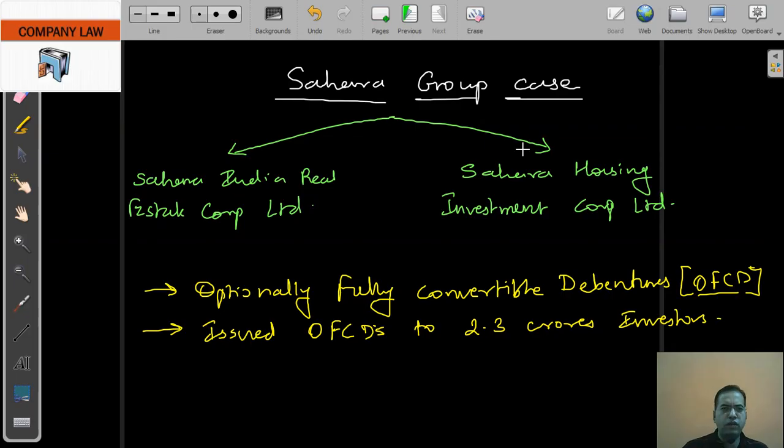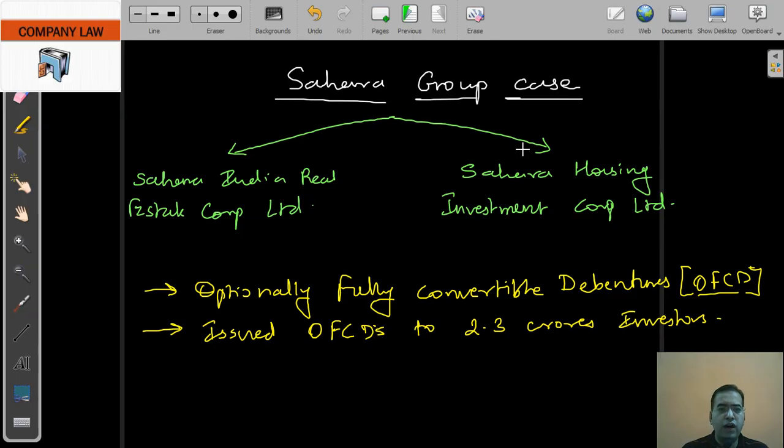SEBI objected to such type of issuance of securities, and SEBI intervened in the matter and said that such type of issue of securities will come under the jurisdiction of SEBI, and there was no prior approval taken from SEBI or no particular compliances complied with while issuing such securities by the Sahara Group companies. That was the objection made by SEBI.